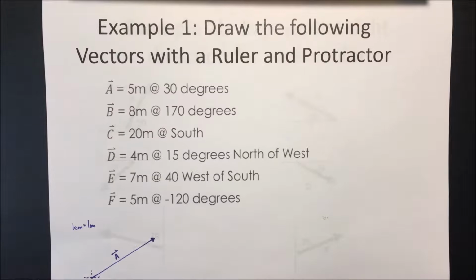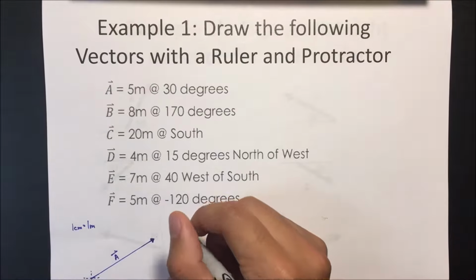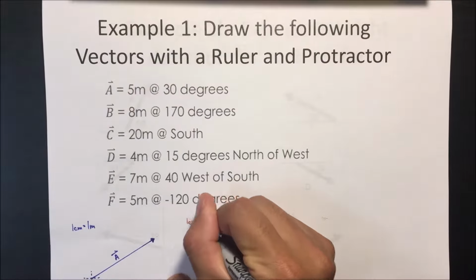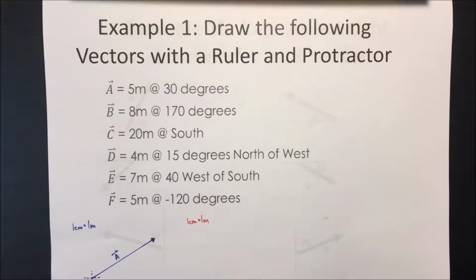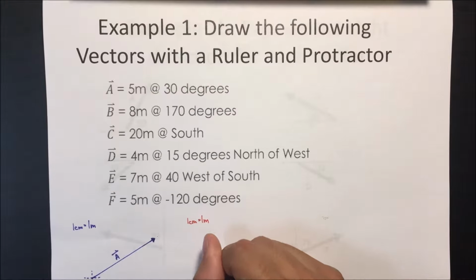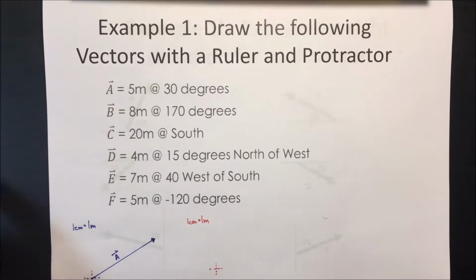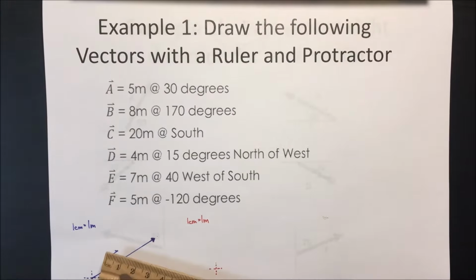Okay. Vector B says 8 meters at 170 degrees. This is going to be the same thing. I'm going to use the same scale, even though it's going to be bigger: 1 centimeter equals 1 meter. So I'm going to make that legend again for this vector, and I'm going to make my cross section. I'm going to go over here. I might cross into this, but it's okay for this one. And this time I have to go 8 centimeters.